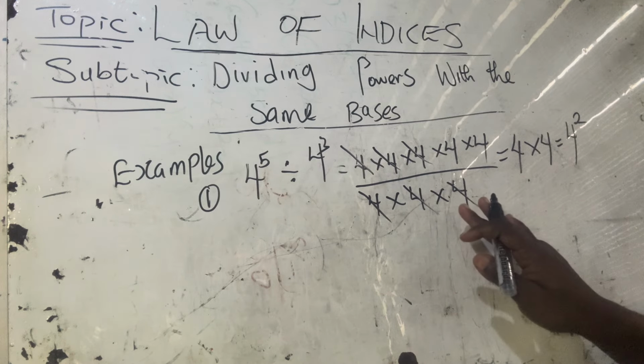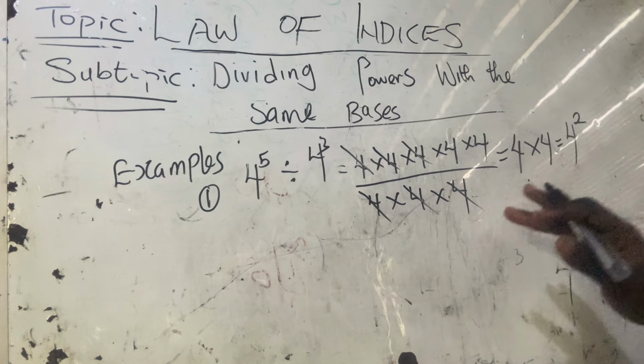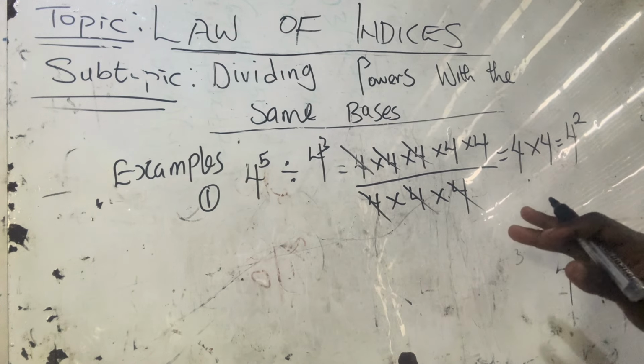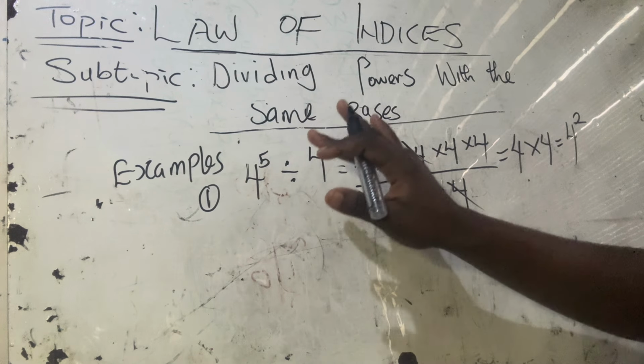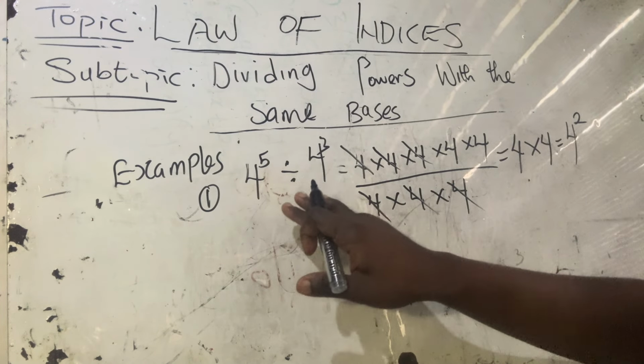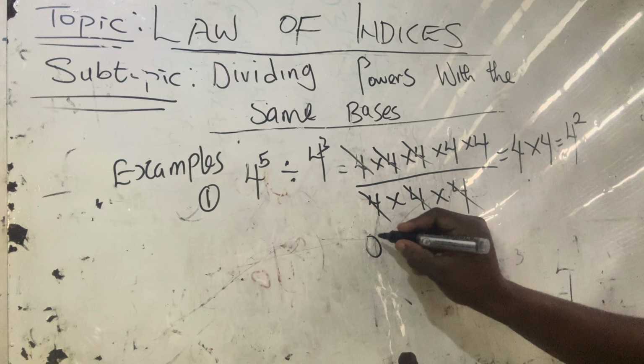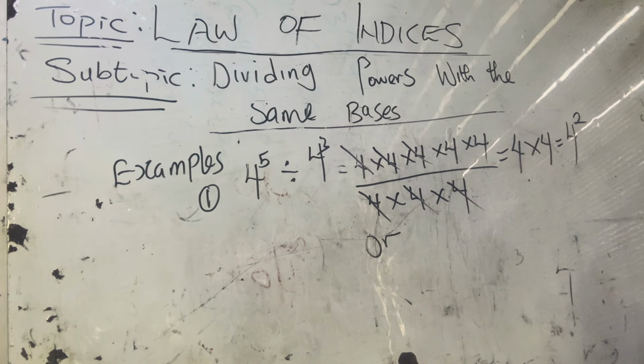So this method is called the expanded method. It is called the what? Expanded method. I'm still going to use this question to solve the shortcut, the short method.